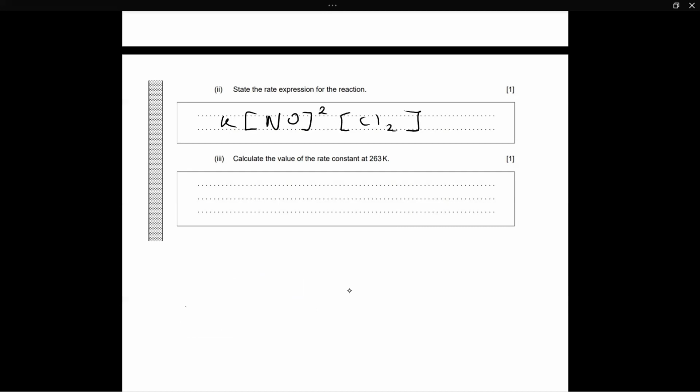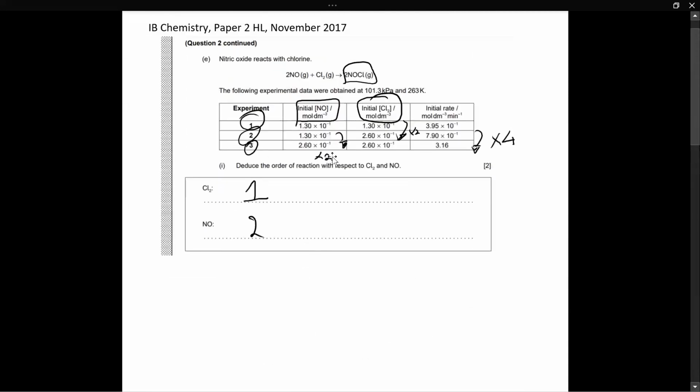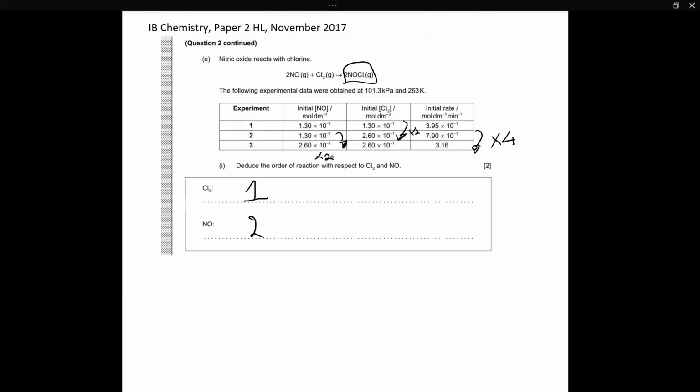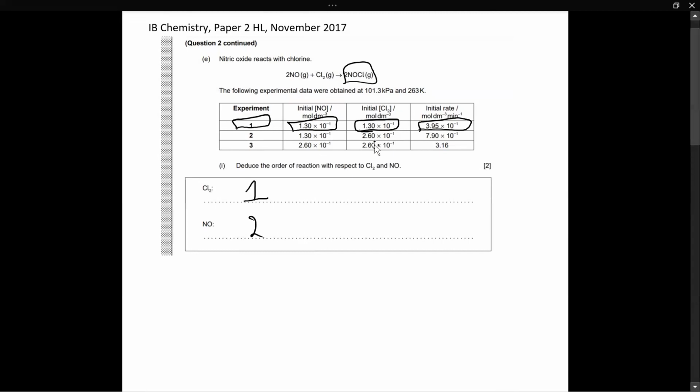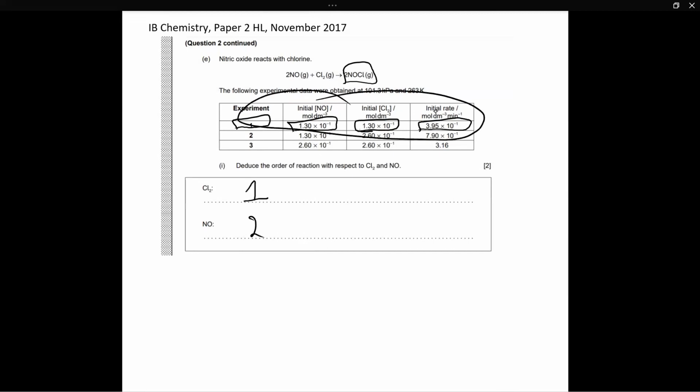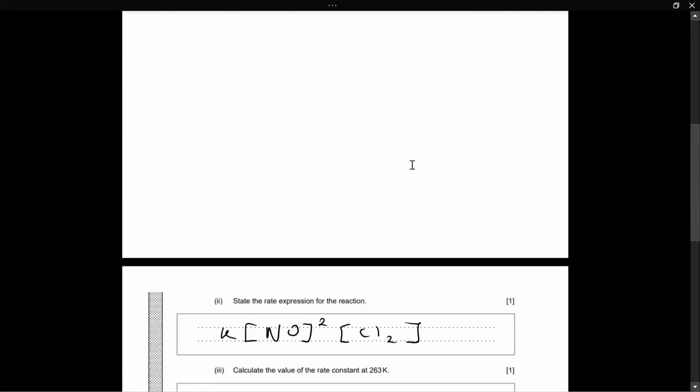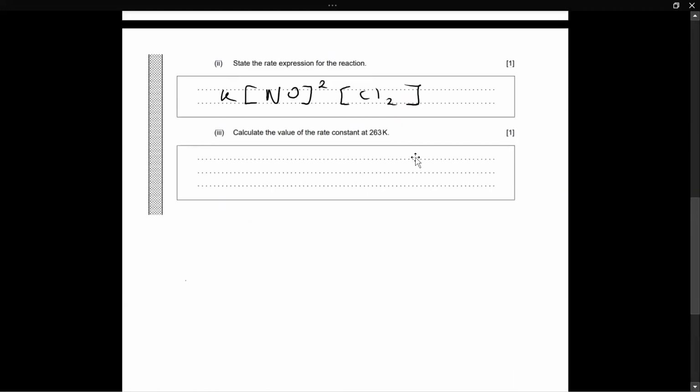Now calculate the rate constant at 263 Kelvin. How will we do this? Well, it's very easy. The first thing you have to do is take a look at the experimental data. Pick one experiment. I'm going to pick experiment 1. Look at these values. These are the concentrations. This is the initial rate. We're asked to calculate the value of k. Substitute these values into our rate expression. So I'm going to say that.